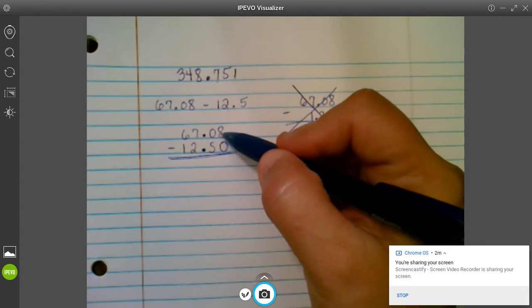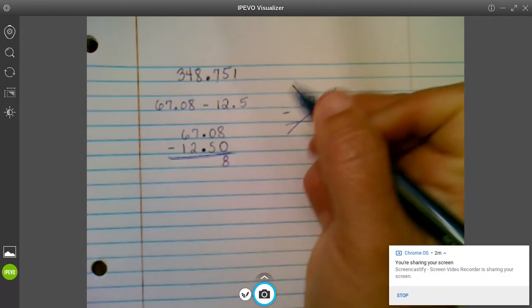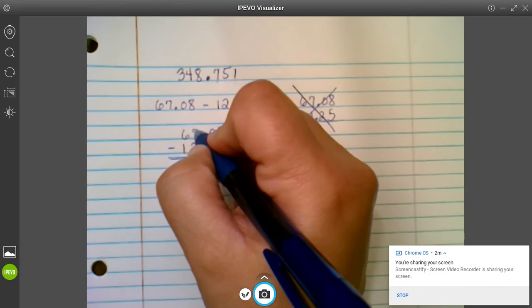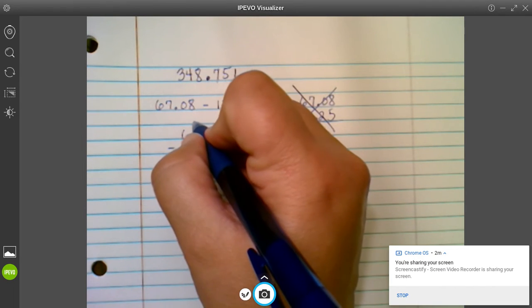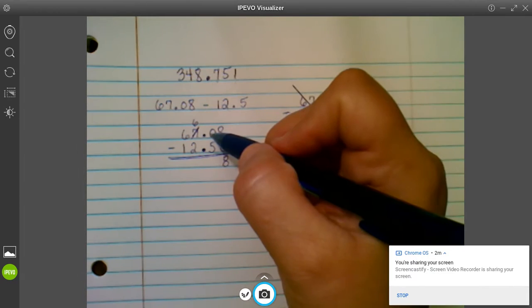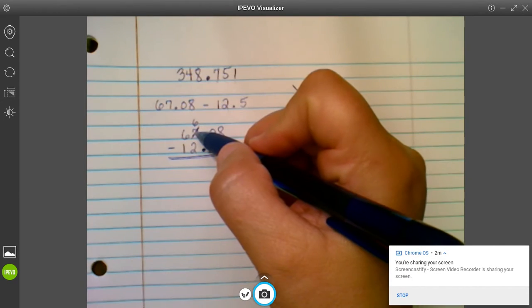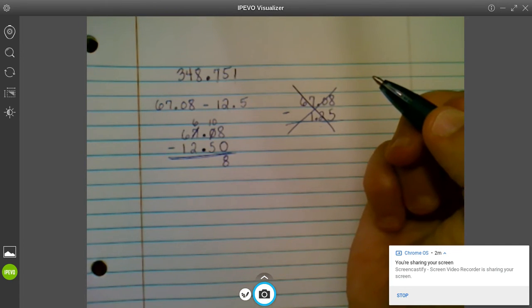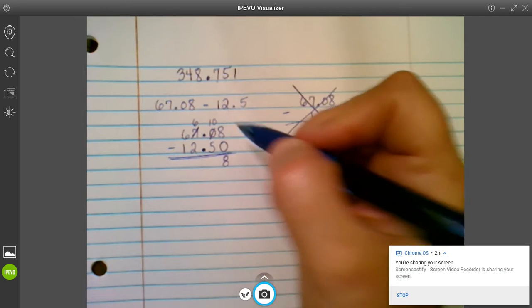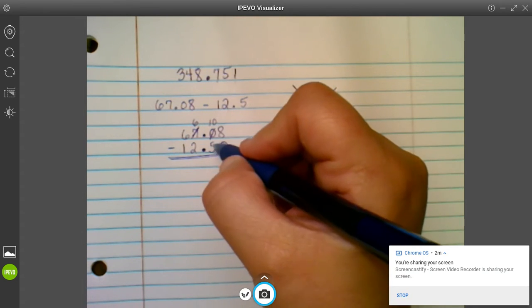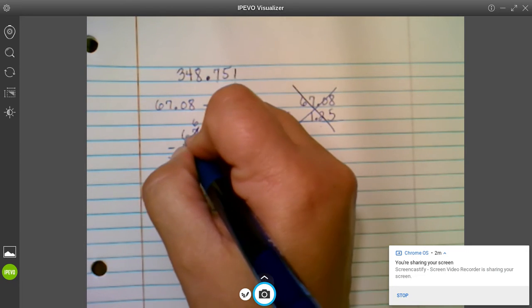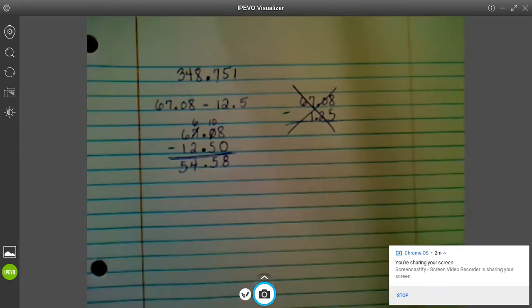So I can subtract 8, take away 0 is 8. 0 or nothing, take away 5, I can't do. So I have to borrow one whole number from this whole number 7, and 10 tenths is the same as one whole, so this becomes 10 tenths. That becomes a 10. The one I borrowed, give it to the 0, and it becomes a 10. 10 take away 5 is 5. 6 take away 2 is 4, and 6 take away 1 is 5. So 54 and 58 hundredths.